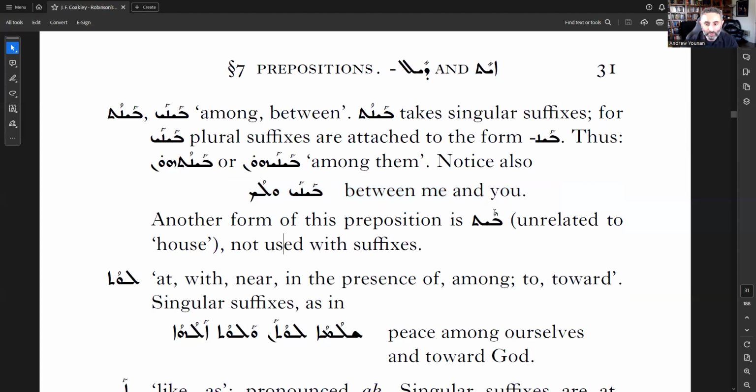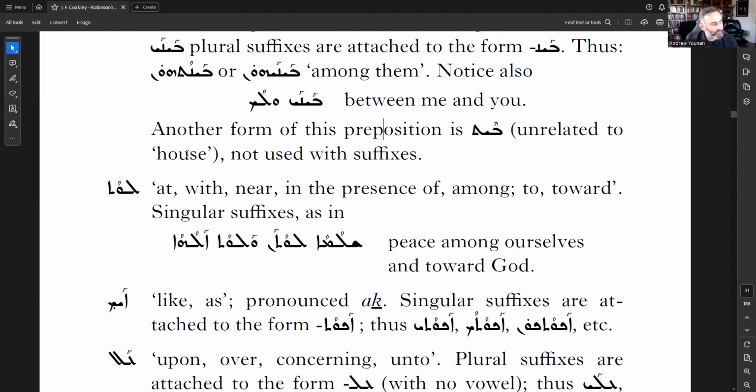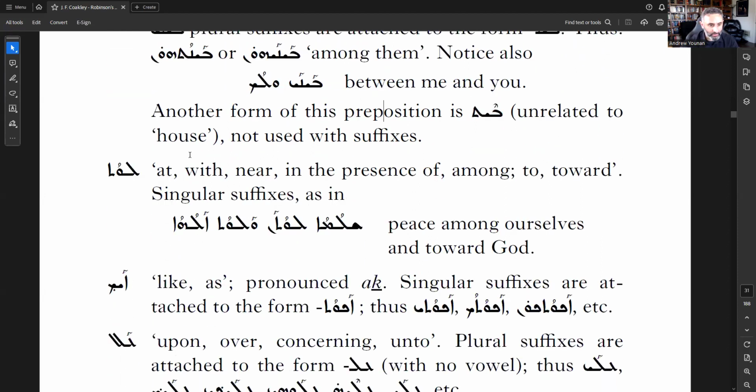Another form of this preposition is beth, unrelated to house and not used with suffixes. So beth can also mean among. So beth yaunaya, among the Greeks. And it doesn't have suffixes attached to it. I don't know if it's unrelated to house, but you don't have to think about it in relation to house.